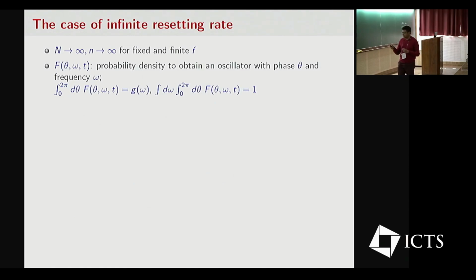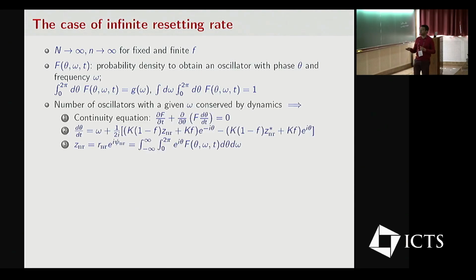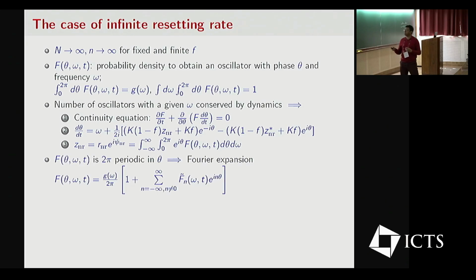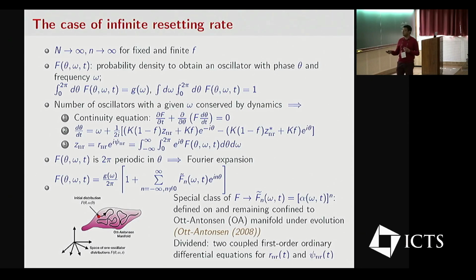So what one does is that one introduces, of course, a probability distribution, because we are interested in the limit of large number of oscillators, and writes down some continuity equation. But then the rest of it becomes very difficult to study, because you don't know how to solve this continuity equation. So we use some earlier results derived by Ott and Antonsen, utilizing the integrable property of this system to derive a closed form equation for the order parameter of the non-reset subsystem.